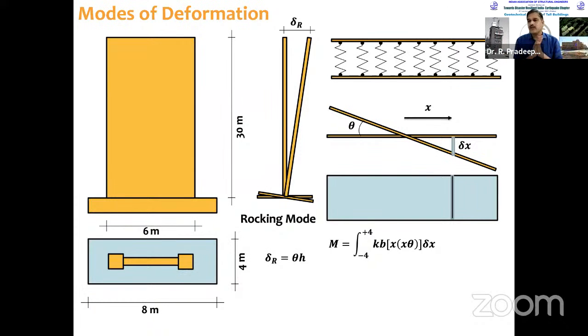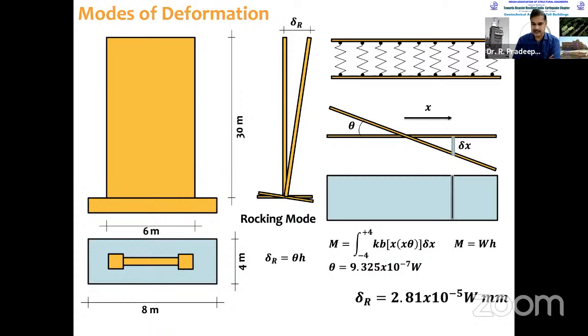Now what is that moment? It has to be equal to the moment which is coming from the top. The top means because of the lateral force, that is W multiplied by H. If we equate these two, we get theta from that. If I plug in the numbers, what I'm getting is 9.325 into 10 power minus 7 W, the rotation, that means radians. Now using that, we get the rocking deformation. This is 2.81 into 10 power minus 5, and then the rocking stiffness or rotation stiffness.